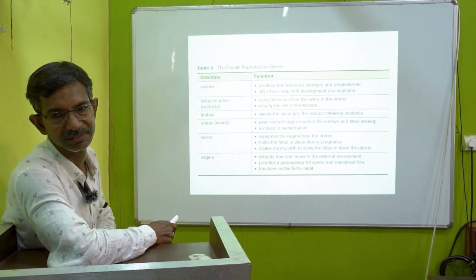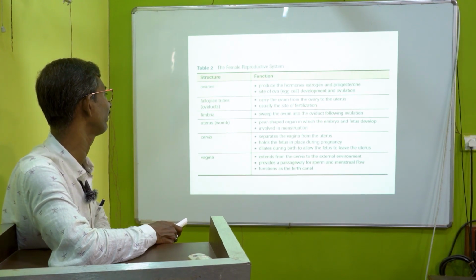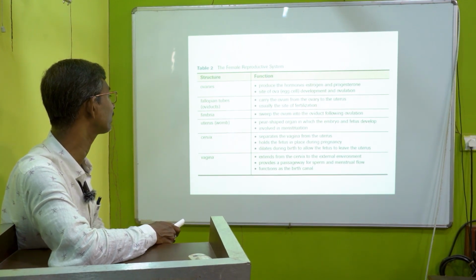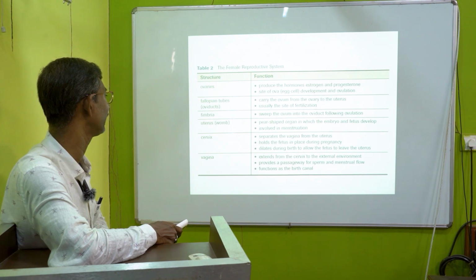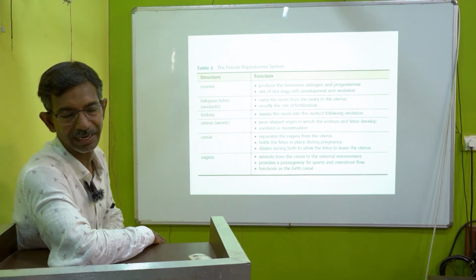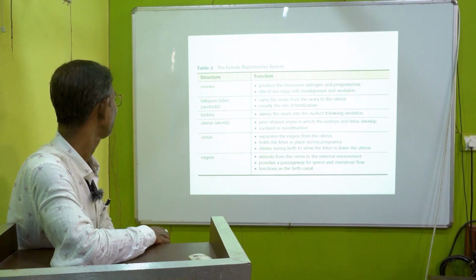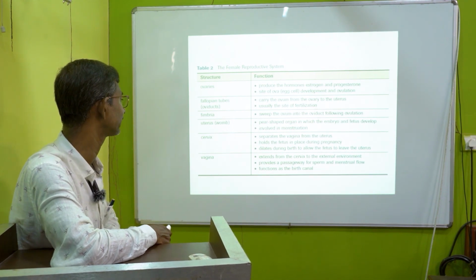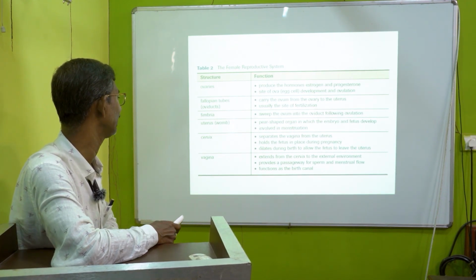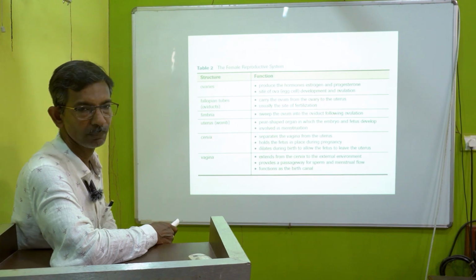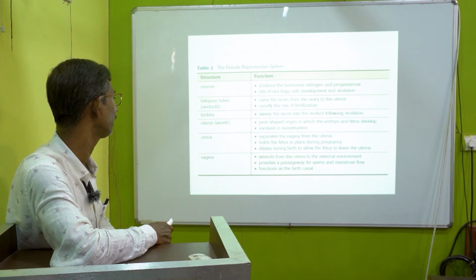Now this cervix separates the vagina from the uterus, and it holds the fetus in place during pregnancy and dilates at the time of birth to allow the fetus to leave the uterus. And next, the vagina extends from the cervix to the external environment, and provides the passage through which the sperm enters.